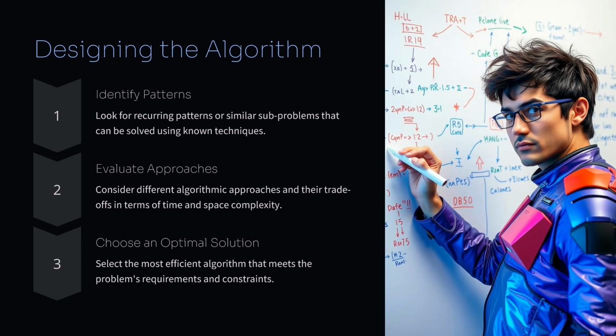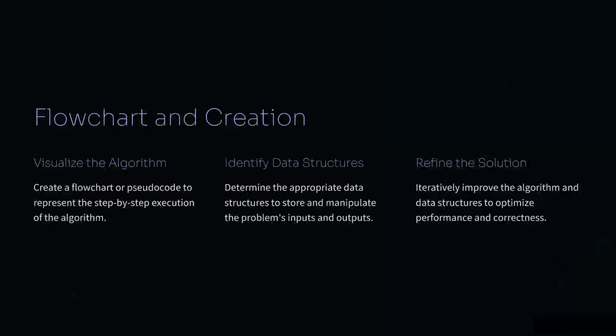Choose an optimal solution: select the most efficient algorithm that meets the problem's requirements and constraints. Flowchart creation: visualize the algorithm. Create a flowchart or pseudocode to represent the step-by-step execution of the algorithm. Identify data structures: determine the appropriate data structures to store and manipulate the problem's inputs and outputs. Refine solution: iteratively improve the algorithm and data structures to optimize performance and correctness.